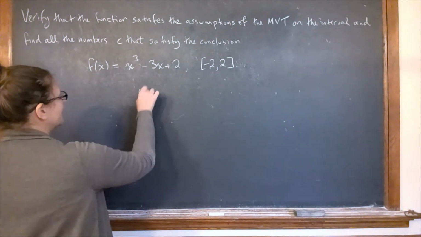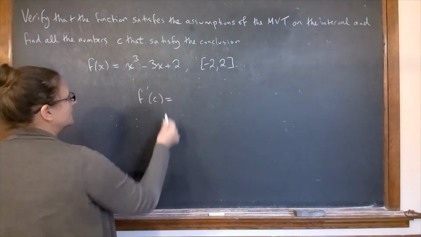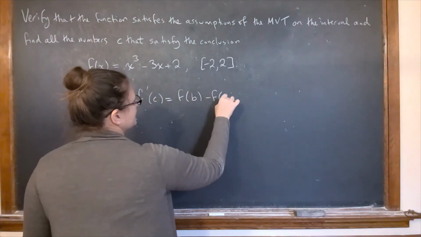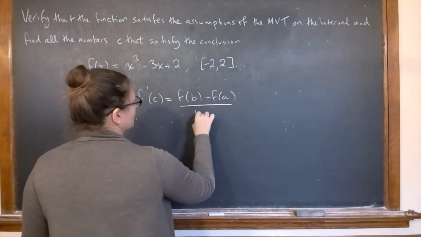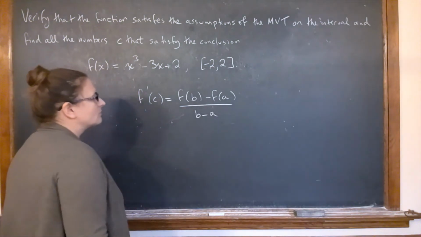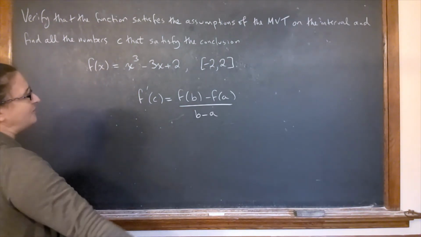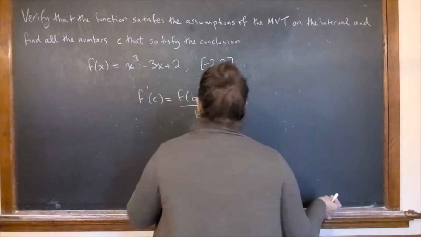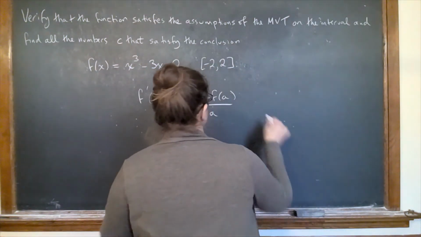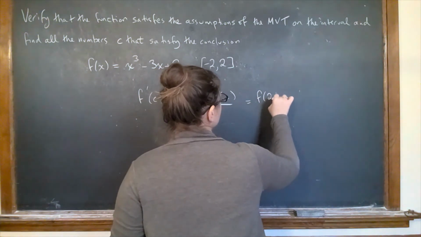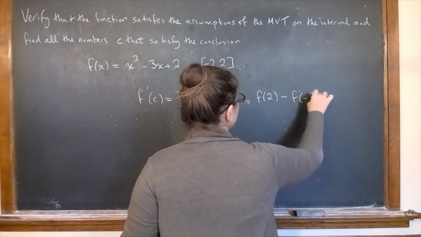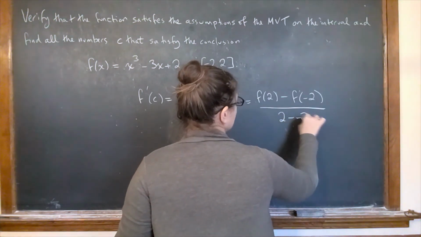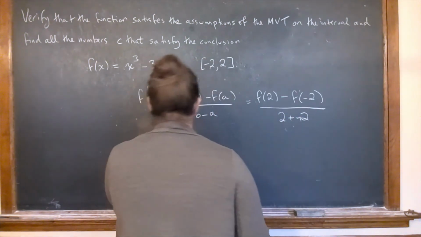Now remember what I said is that f prime of c has to be f of b minus f of a over b minus a, right? So let's figure out what those things are. Now in this case, my a is -2 and b is 2, so this would be f of 2 minus f of -2 over 2 minus -2. Okay, whatever the heck this is.